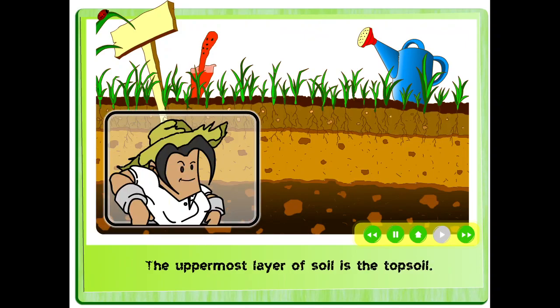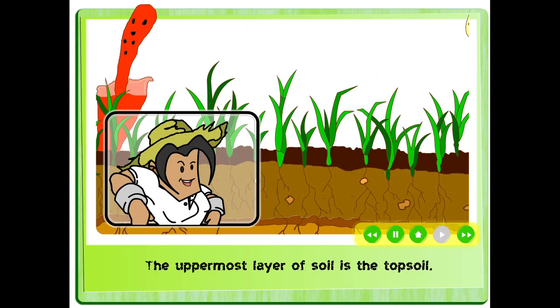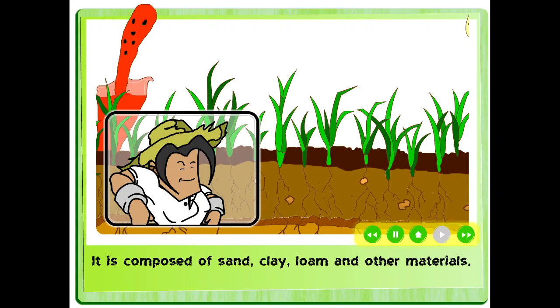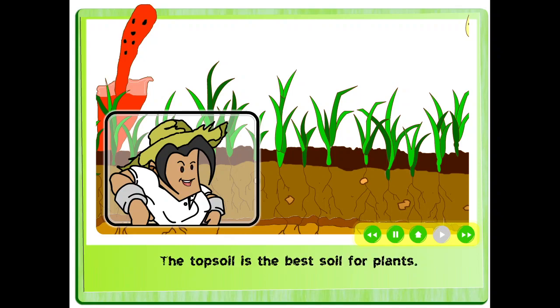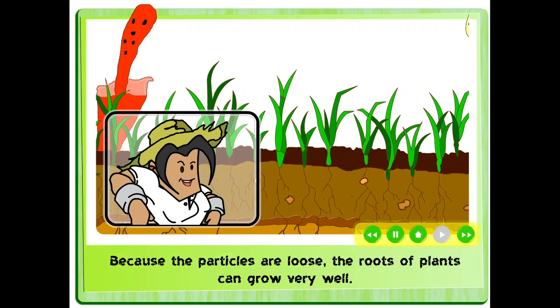The uppermost layer of soil is the topsoil. It is composed of sand, clay, loam, and other materials. The topsoil is the best soil for plants. It is rich in nutrients needed by plants. Because the particles are loose, the roots of plants can grow very well.